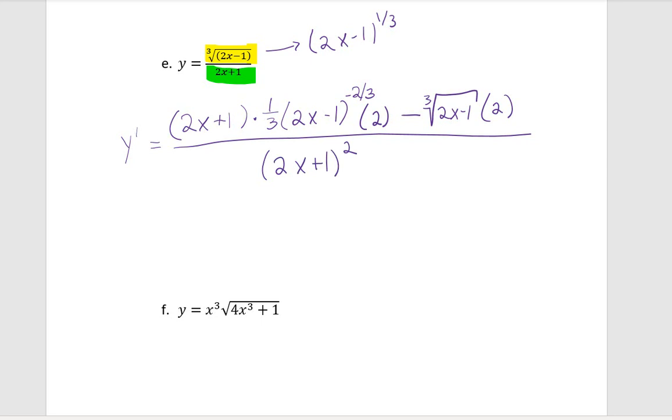So again, we started out using the quotient rule, but inside the quotient rule, we had to use that power rule.